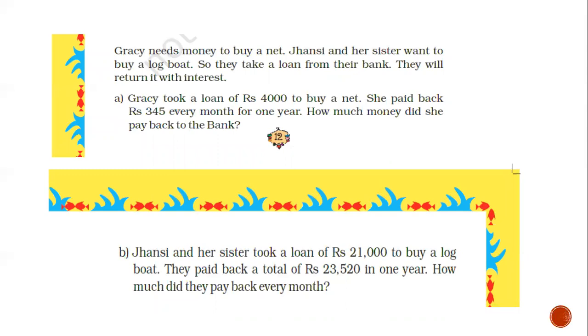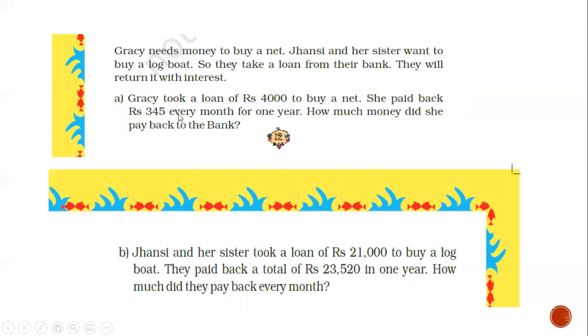Gracie needs money to buy a net. Jhansi and her sister want to buy a logboat. So they take a loan from their bank. They will return it with interest. So here comes the concept of loan, that they are borrowing money from the bank to buy some commodity. So they have taken a loan of rupees 4,000 to buy a net. She paid back rupees 345 every month for 1 year. We have to find how much money she paid back to the bank in a year.